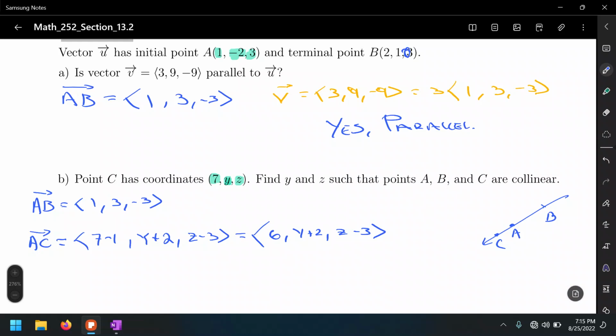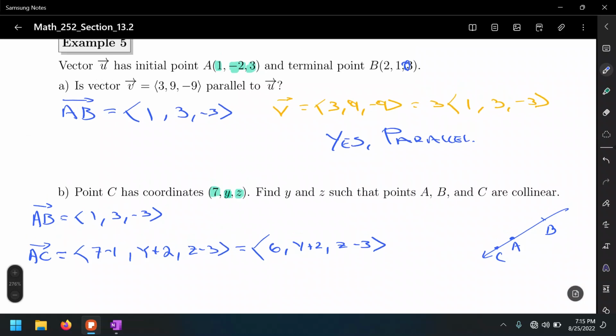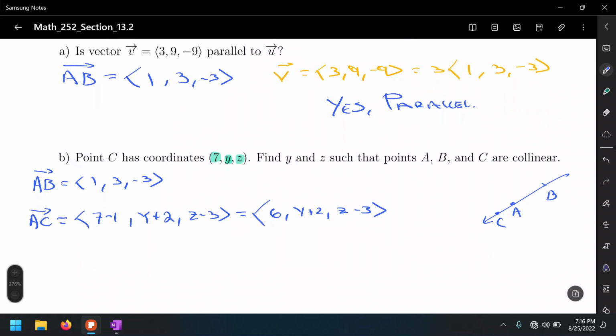Question? Where did you get the 2 for Y plus 2? Oh, because this is Y minus -2. And so we subtract terminal minus initial. And same here in this case, Z minus 3. In this case, it remains minus. Well, but in this case, okay, let me put these two vectors together.